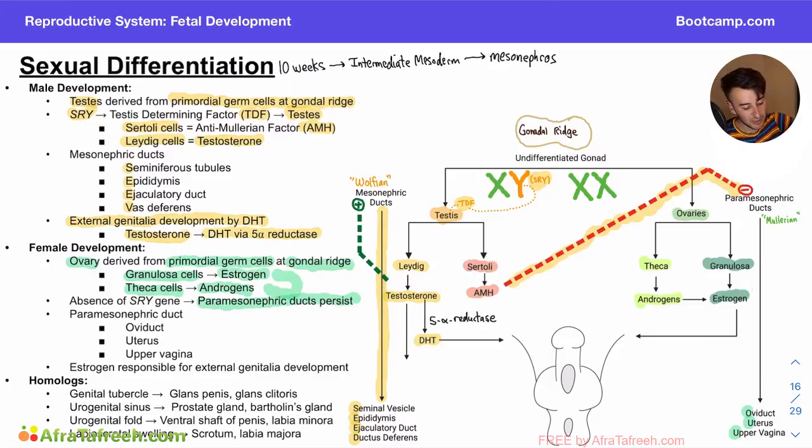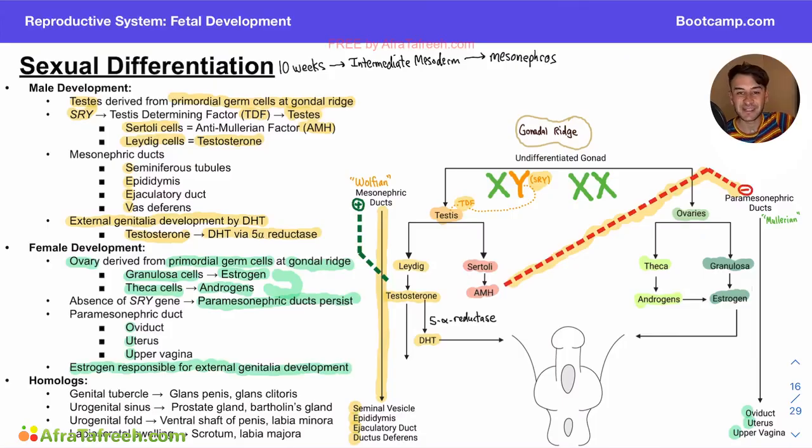Then those ducts were going to go on to make the oviduct, the uterus, and the upper vagina, and it was our estrogen that was responsible for our external genitalia development, as well as the absence of our DHT, which was down here. We do not have DHT because we don't have heavy testosterone production in the female phenotype.